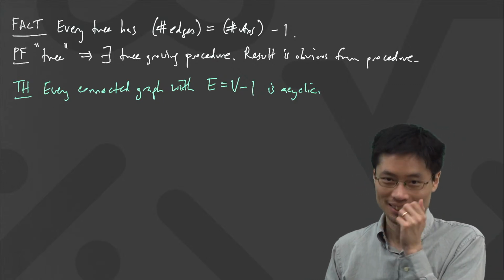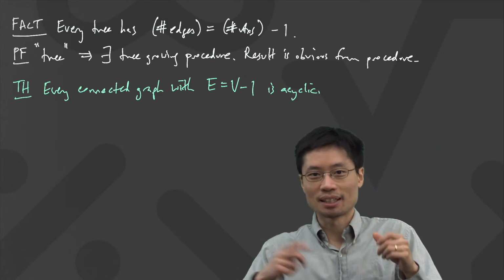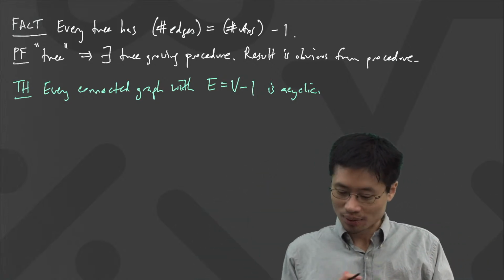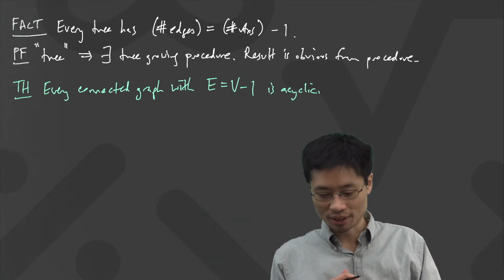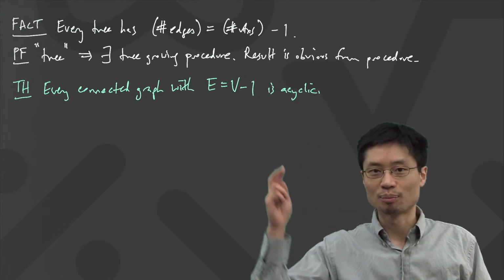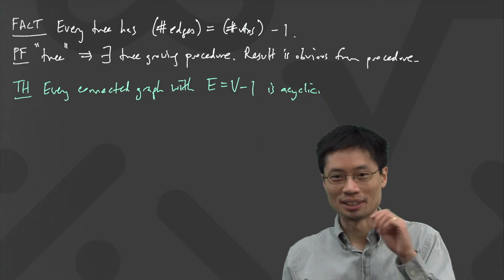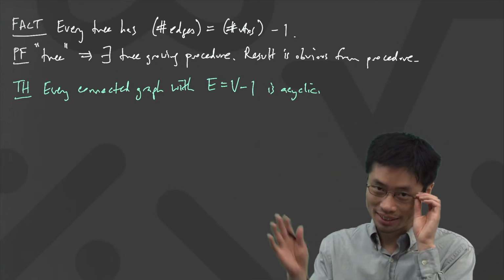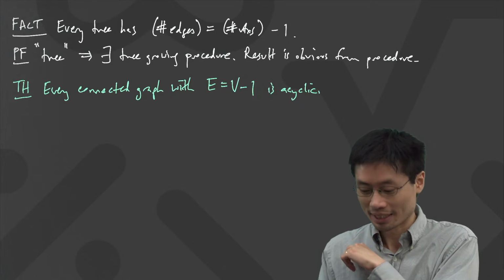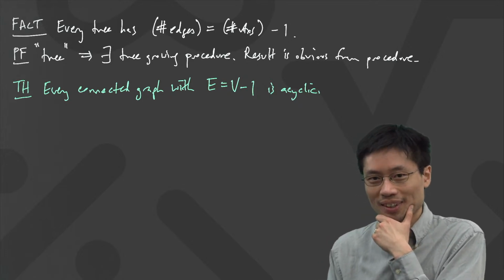That's a neat fact. Now, remember, connected just means that any vertex can get to any other vertex. Do I need any weird stuff like at least 2 vertices? No. I think I need finite, but that's sort of clear because I'm not going to do arithmetic with infinity minus 1. So let's just take finite as given in this class. How would you go about proving this?